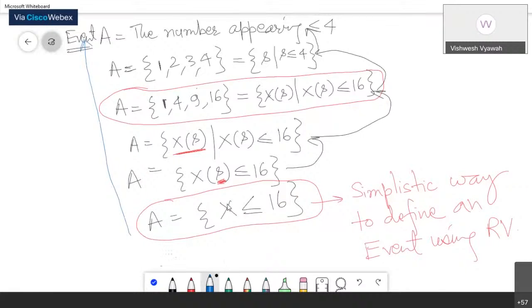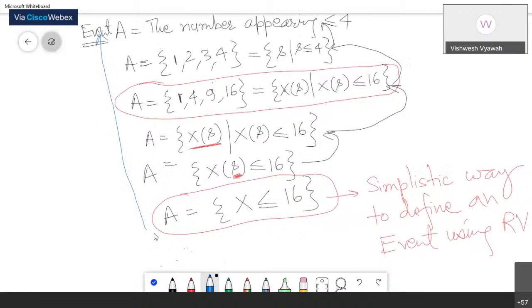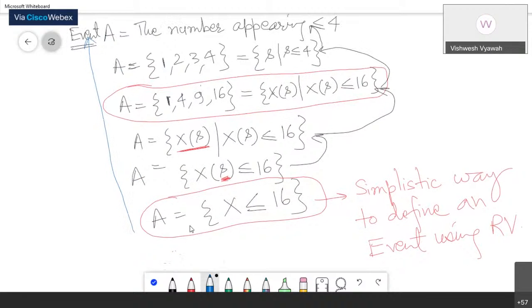I hope I am making sense, and I hope everyone is with me in defining this particular event. Okay, I am going very slowly. We will cover up in the next lecture, not a problem for that. But these things are very important, and one must understand these concepts very clearly in order to go ahead. Have you understood this?